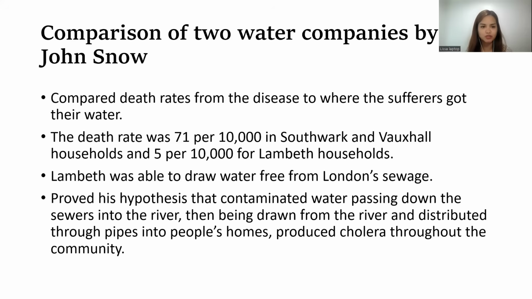This proved Snow's hypothesis that contaminated water passing down the sewers into the river, then being drawn from the river and distributed through pipes into people's homes, produced cholera throughout the community.